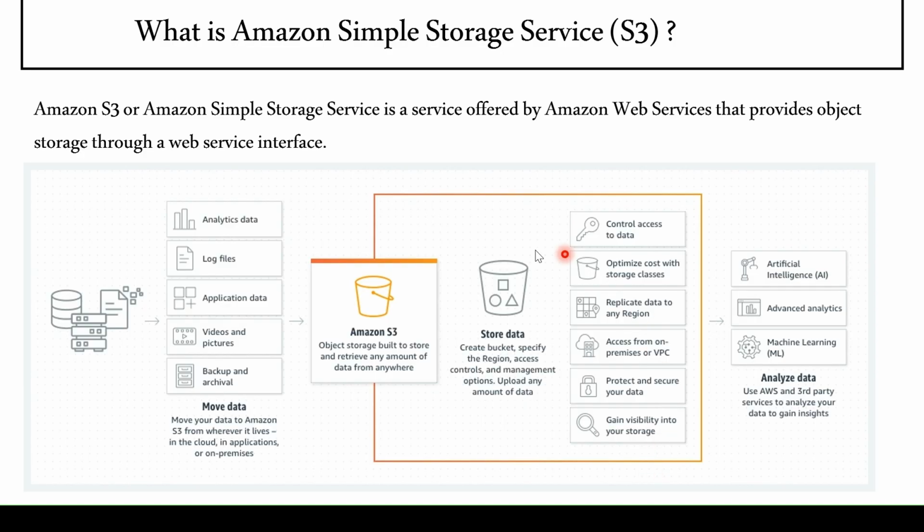Once we store the data in an S3 bucket, this data can be used by any application, whether it is an artificial intelligence or machine learning application or any analytics application. The data can be accessed and used. We can use any AWS or third party services to analyze the data to gain insight from it. So this is a complete picture of how S3 works. So, let's move forward.